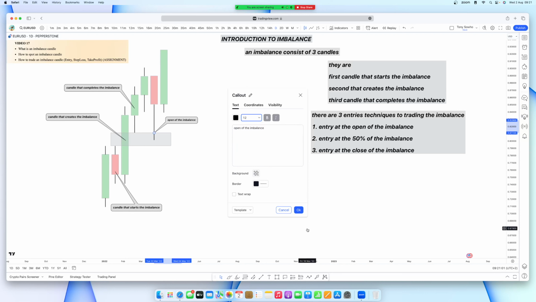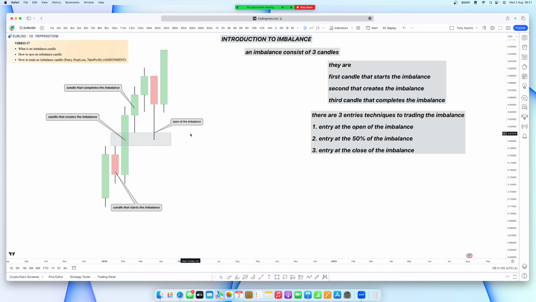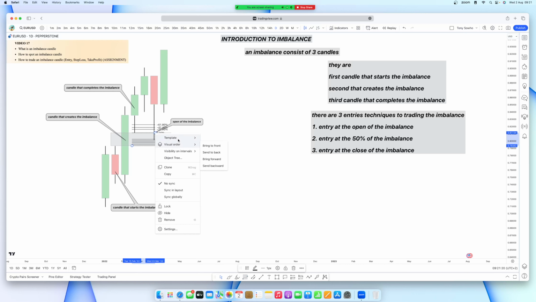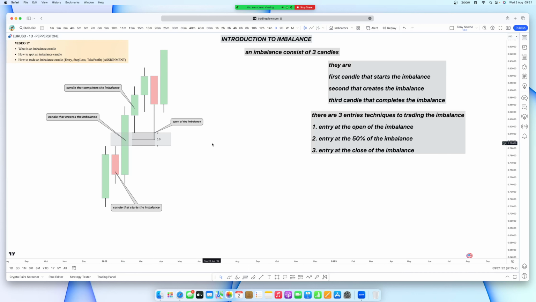Exactly. This is the open of the imbalance here. Now, 50% means it's going to be half of the imbalance. How do you get 50%? You just take out your fib, and then you just measure from this close here, and then take it all the way to the high, the open there, and then you can just 50%, just divide it. So this area here, this is the 50%. That is half of the imbalance.